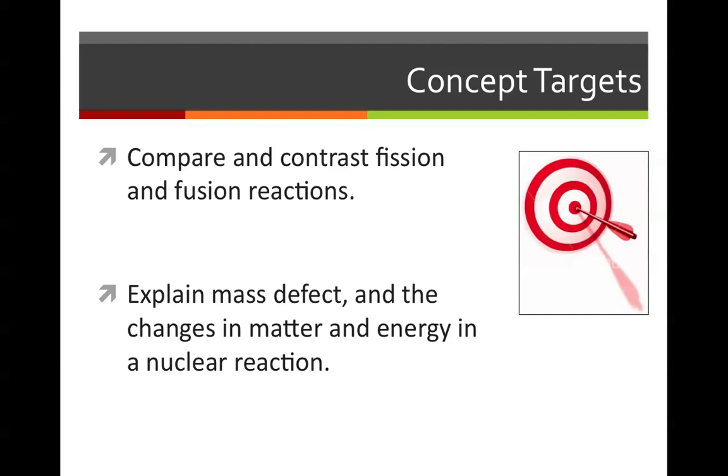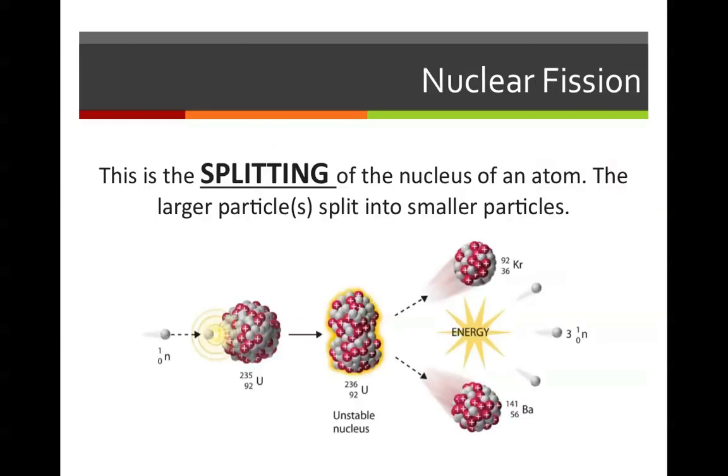So I want you to be able to explain what mass defect is and also how matter and energy are affected in a nuclear reaction, especially compared to regular reactions that we're going to talk about the rest of the year. So first we're going to speak about fission. This is the splitting of the nucleus of an atom. So the larger particle is going to split into smaller particles.